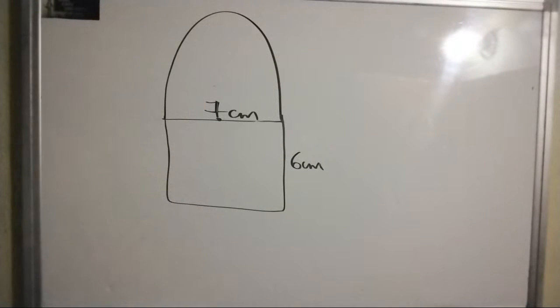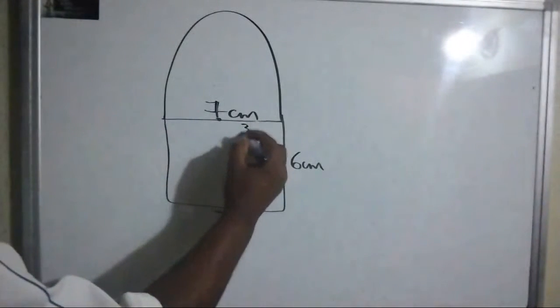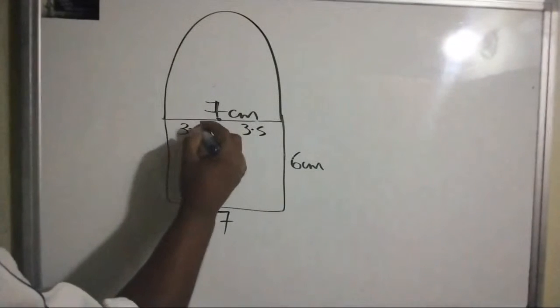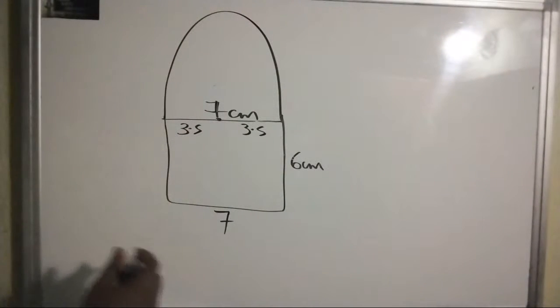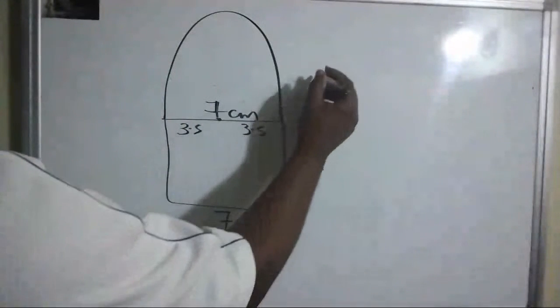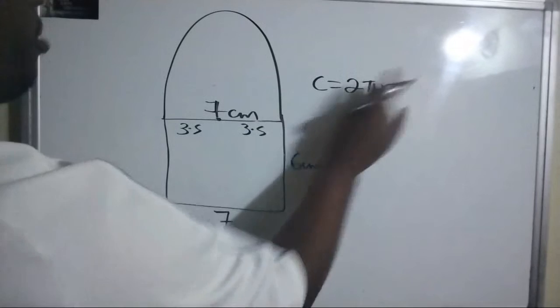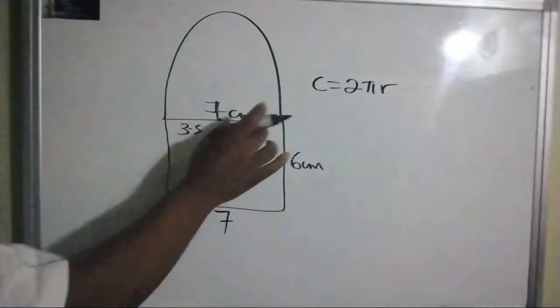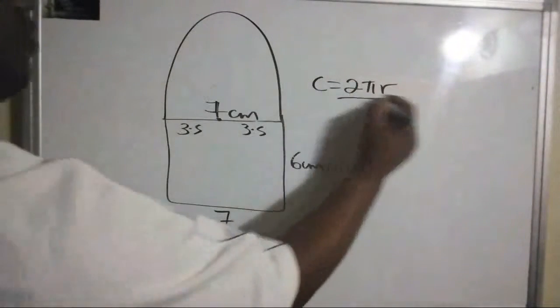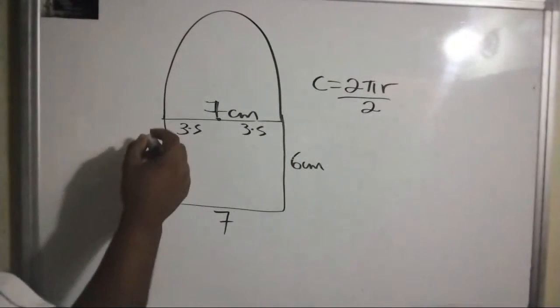That's my thing, alright? So if all of this is 7, that means right here is 3.5 and right here is 3.5. We are done with one like that. This one is a bit tricky. I'm going to go through it step by step. So it's the circumference of the circle. We have to remember, this is only half of a circle. So we have to divide it by 2. Whatever the answer is, we divide it by 2, right?